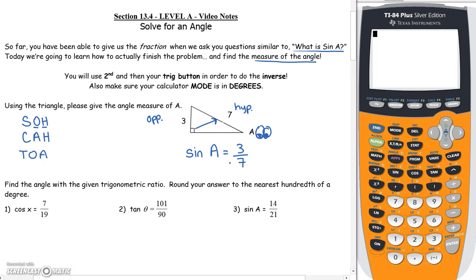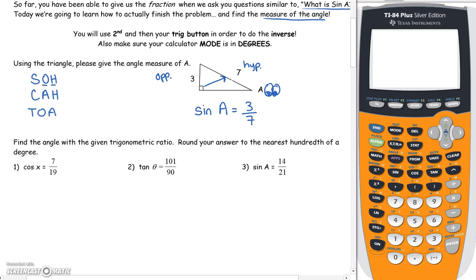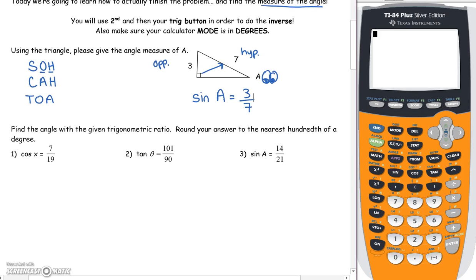And we would stop there, but in today's lesson, we're actually going to go a little bit further and actually solve for angle A. So let's go ahead and find out how we do that. Let's look at example number 1. It says, find the angle with the given trigonometric ratio. Round your answer to the nearest hundredth of a degree, and I like to underline that.